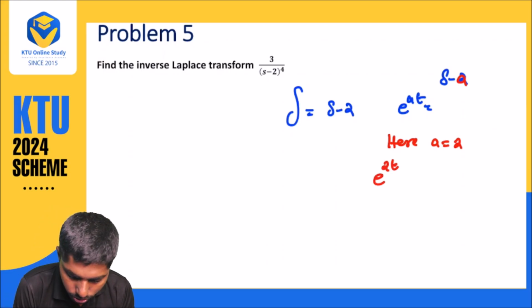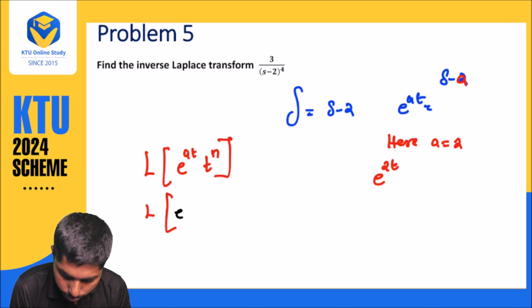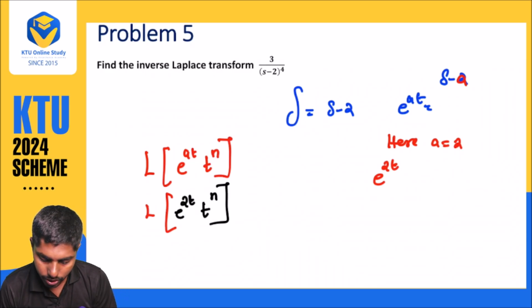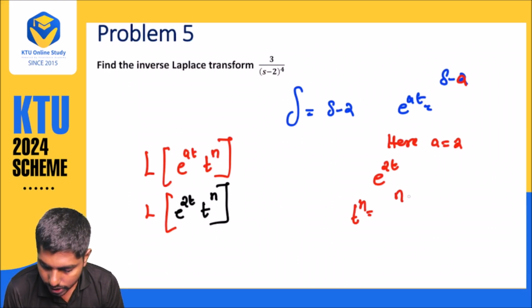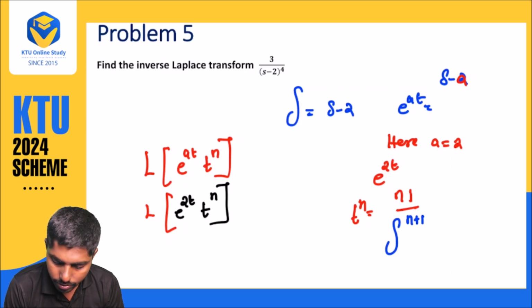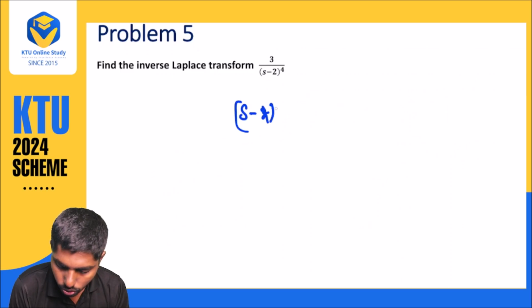We know the thing L of e power at into t power n. So here we have identified a equal to 2, so e power 2t into t power n. Now we want to identify the t power n. What is L of t power n? That is nothing but n factorial divided by capital X power n plus 1. So here what have they given? They have given x minus 2 the whole power 4, that is capital X power 4.